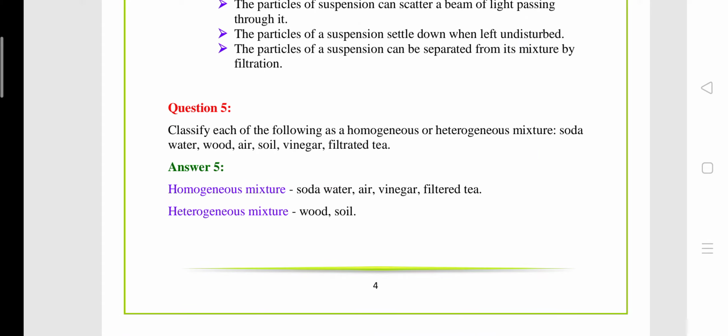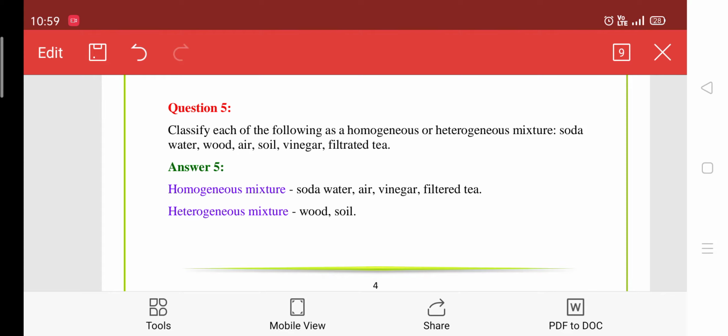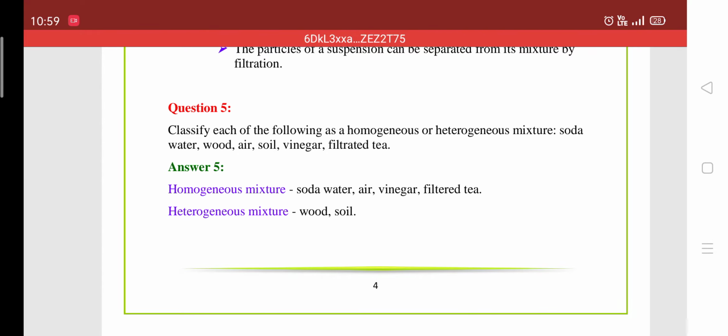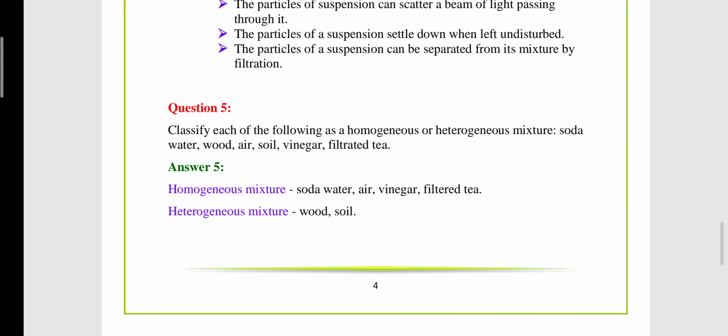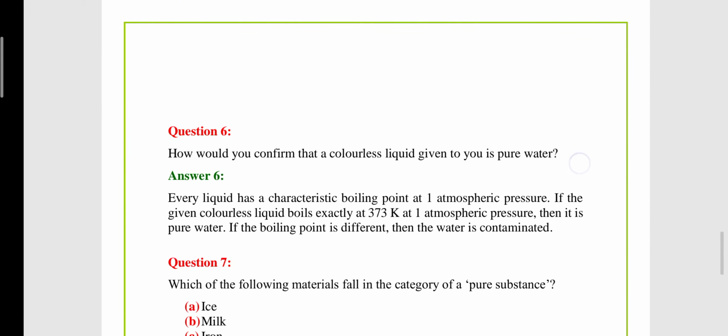Classify each of the following as homogeneous or heterogeneous mixture. Some examples are given. Let's study these one by one. First, soda water is given. Before solving this, you should know the properties of heterogeneous and homogeneous mixtures and revise these properties. Soda water is a homogeneous mixture. Wood is a heterogeneous mixture. Air is a homogeneous mixture. Soil is a heterogeneous mixture. Vinegar and filtered tea, both are homogeneous mixtures.